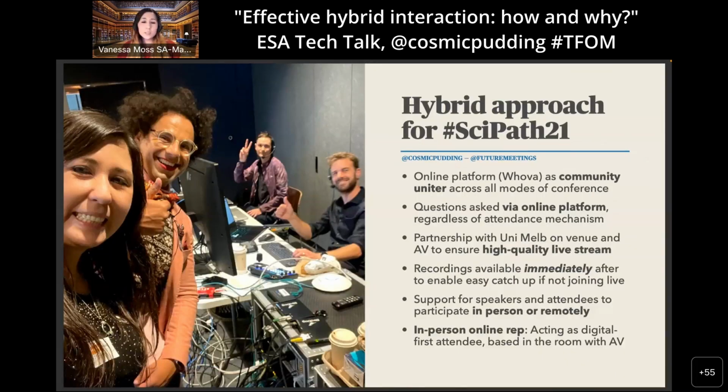So I mentioned science pathways before. I thought I'd give some explicit examples of decisions we made to try and make that hybrid experience not too bad for all involved. So we did have a conference platform. It doesn't have to be Hoover, but we had something that would unite people regardless of how they were attending. It existed before, during, and after the conference, so it allowed those connections, and that was really important.